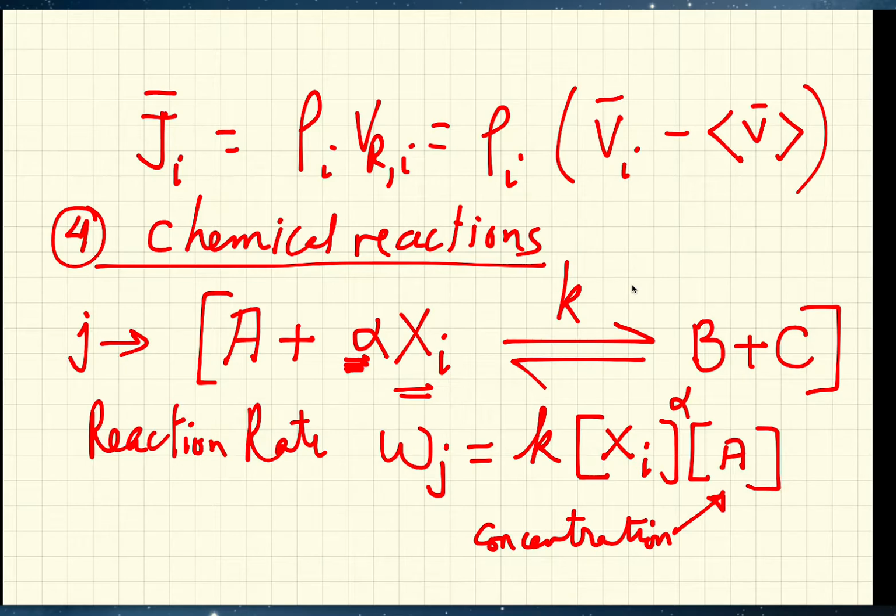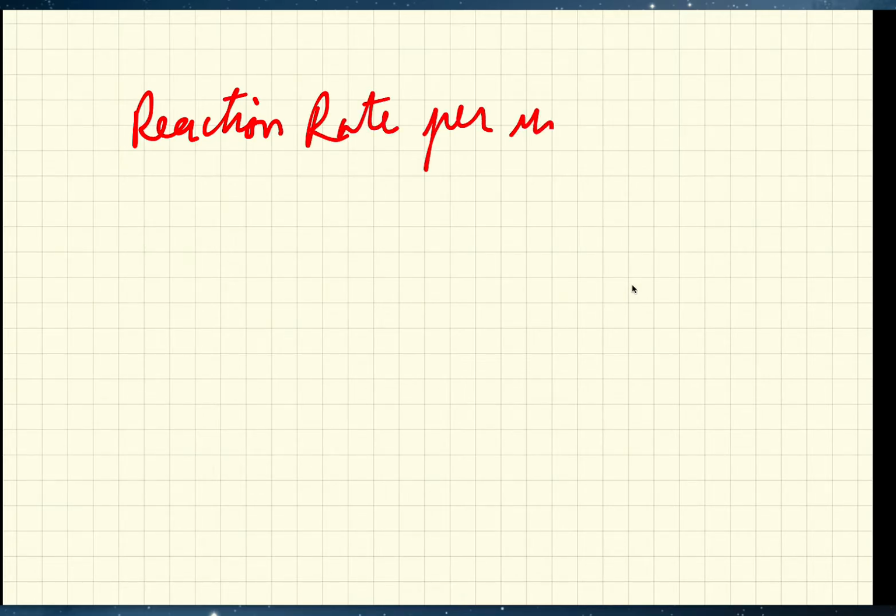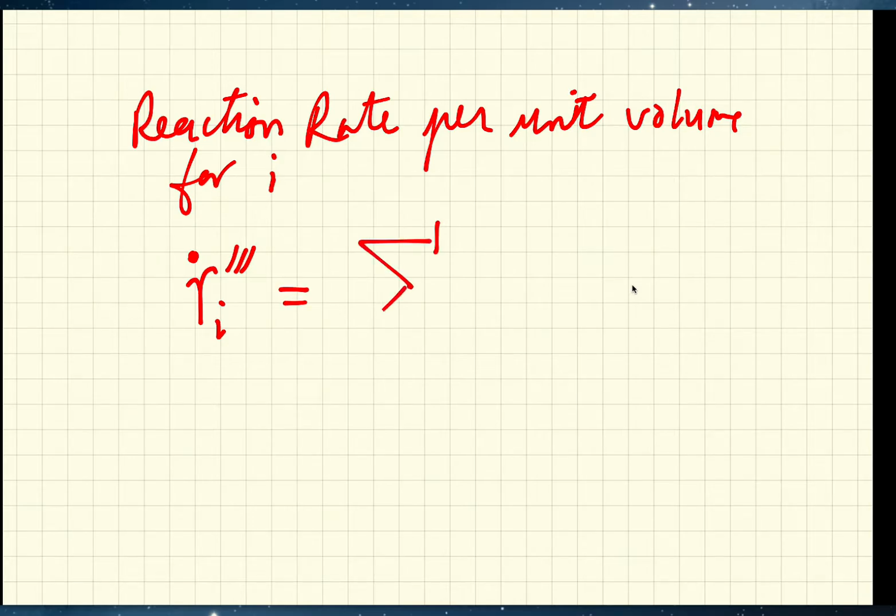So now if the species I is introduced in different reactions, we would have to add up all of the contributions in what we call the reaction rate per unit volume for species I. And this reaction rate, we're going to write as R sub I dot, where the dot means d by dt and the triple prime means per unit volume, and it is equal to the sum over all of the reactions.